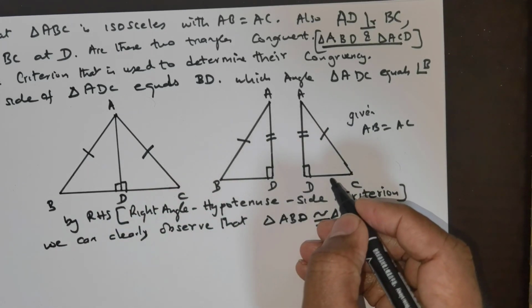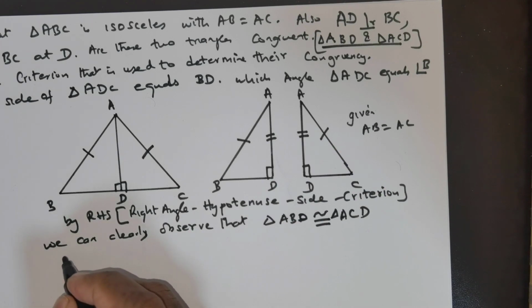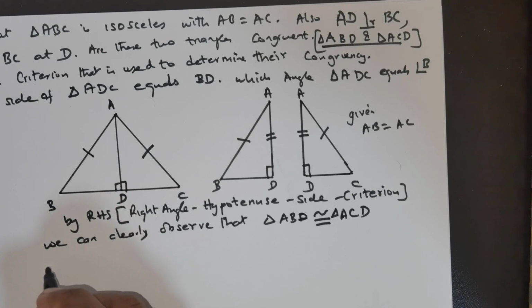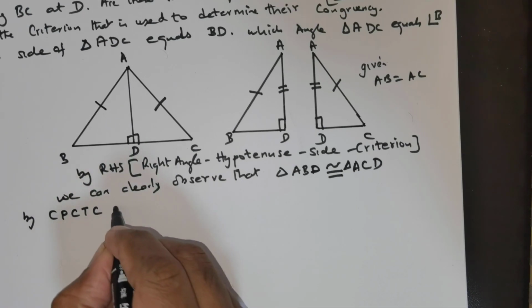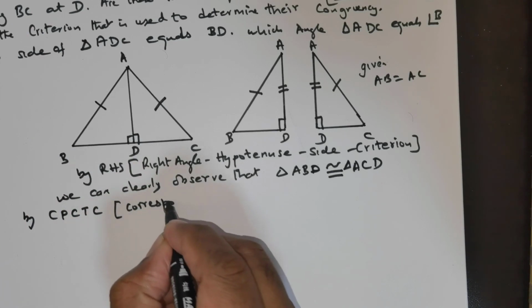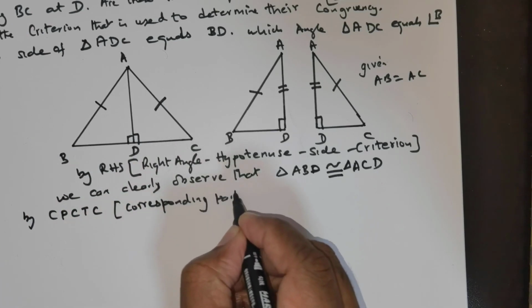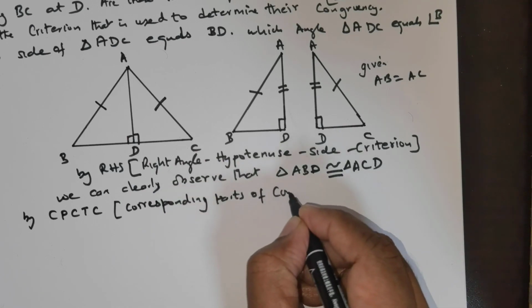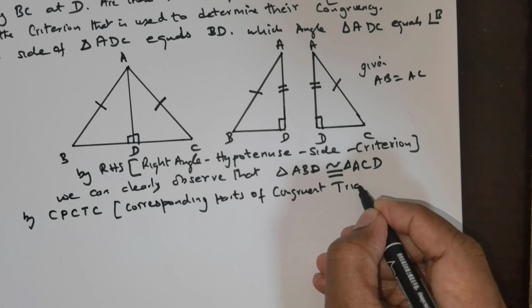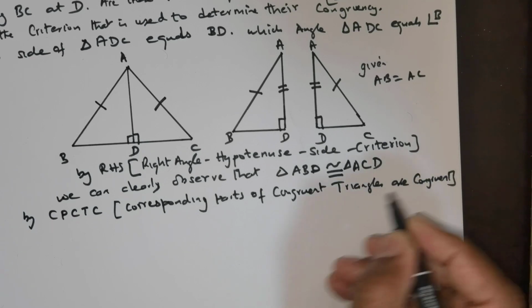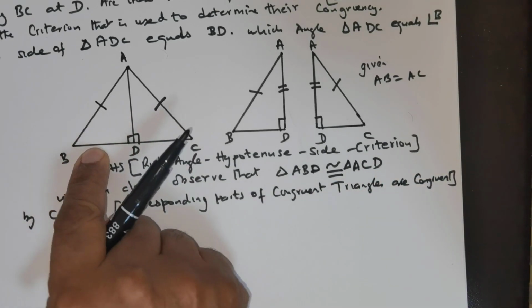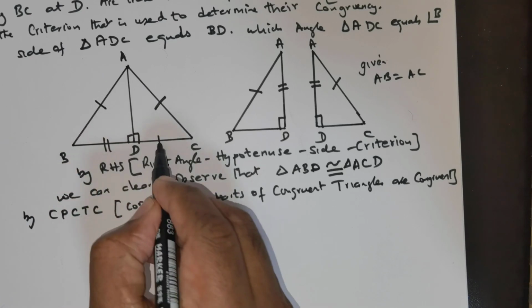Now, why do I say DC? Because by CPCTC property, right? Let me state that property. By CPCTC. So what does it mean? Corresponding parts of congruent triangles are congruent. Right? So what is the corresponding part for BD? It's going to be DC. So these two are one and the same.